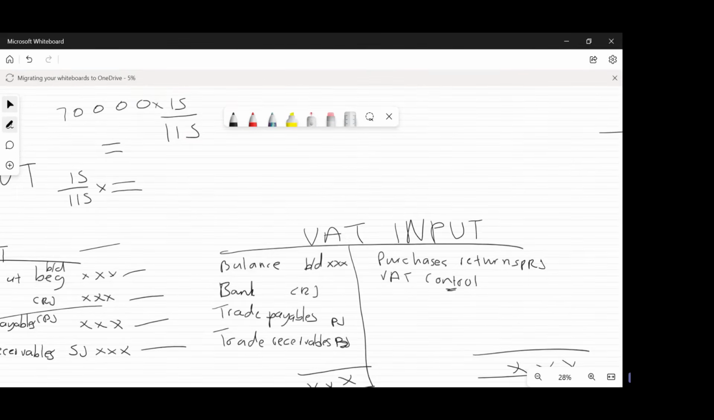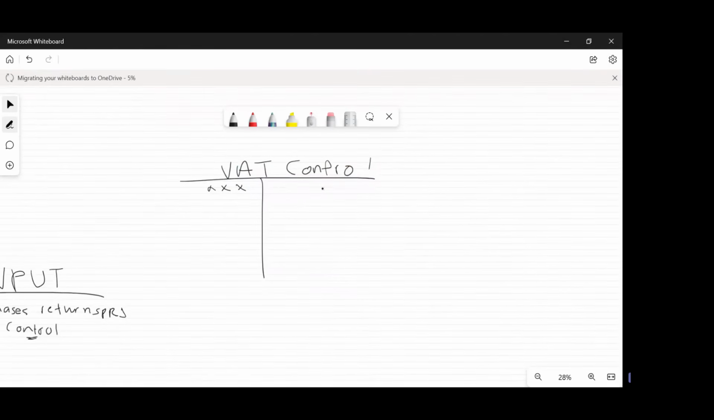Okay, so basically with the VAT control account, we are trying to balance off to see VAT input and VAT output, which one is more, so that we can see, do we owe SARS for VAT or does SARS owe us for VAT? So that is the difference that we'll be trying to figure out: is our VAT input more than our VAT output, or is our VAT output more than our VAT input? So that we balance off to see, at the end of the year, do we have the VAT control account as a trade payable, or do we have it as a trade receivable?